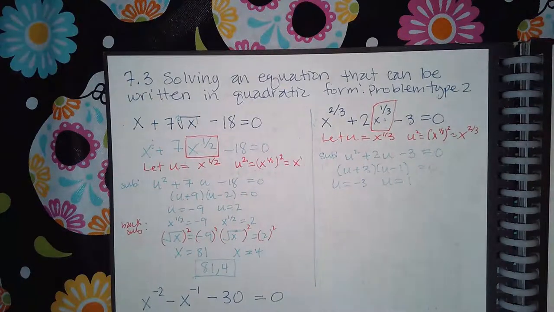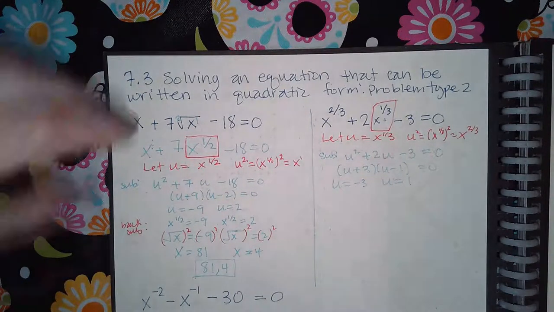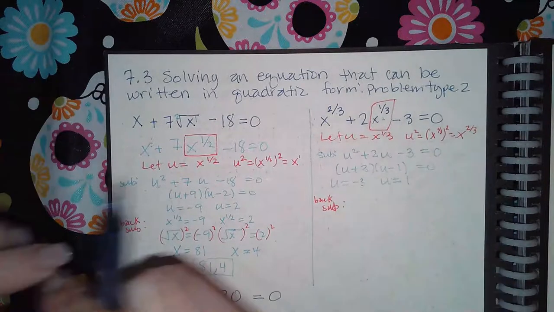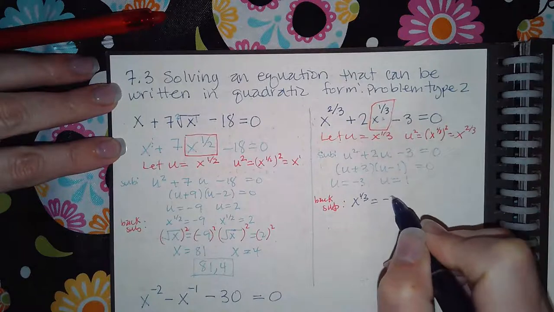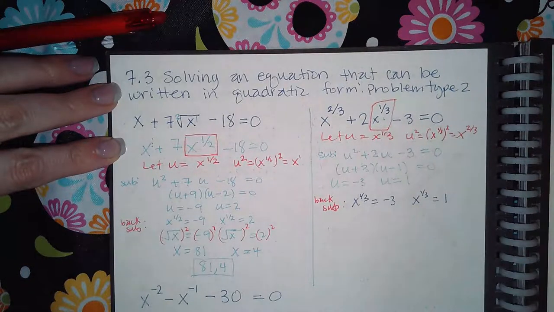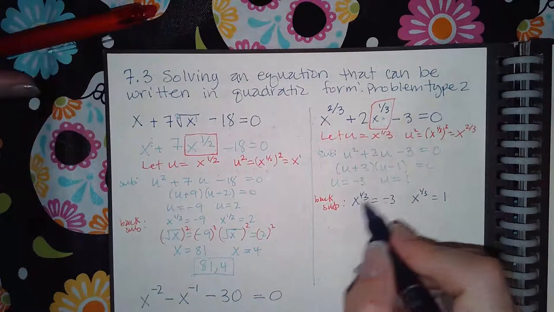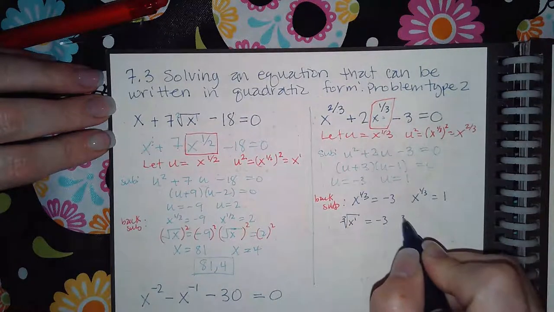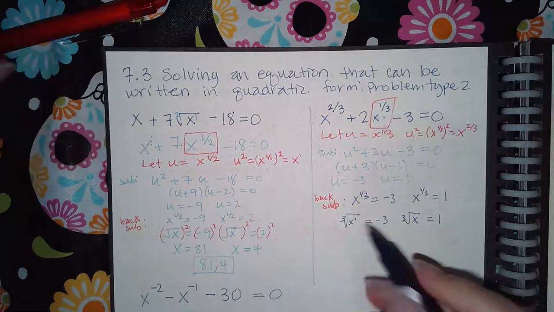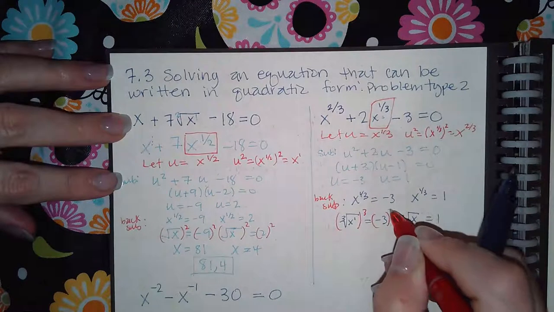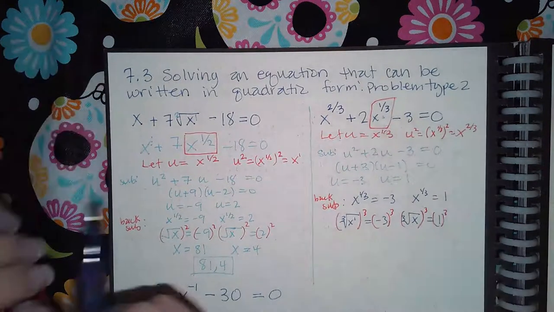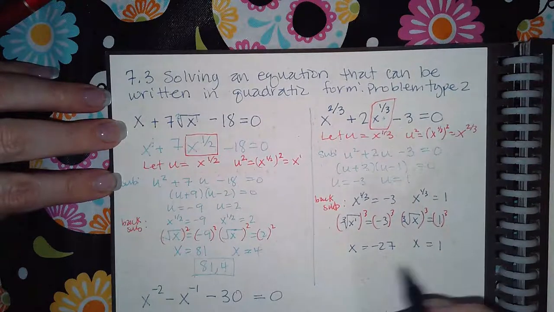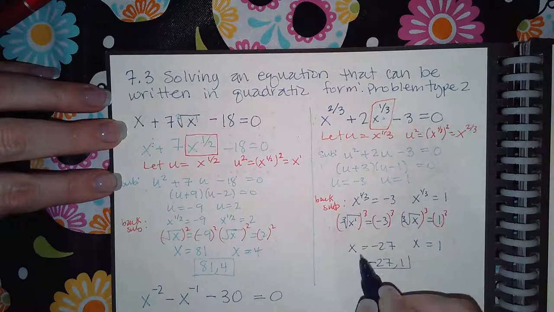Seems like my pen is running out of ink. And then we have to back sub. So u was x to the 1/3, and that's equal to negative 3, and x to the 1/3 equal to 1. So what does this mean? This actually means the cube root of x to the 1 power, or just the cube root of x. And then how do we solve a cube root problem? We have to cube both sides. So here we get x, and here we get negative 27. Here we get x, and here we get 1. So we have two solutions, negative 27 and 1.